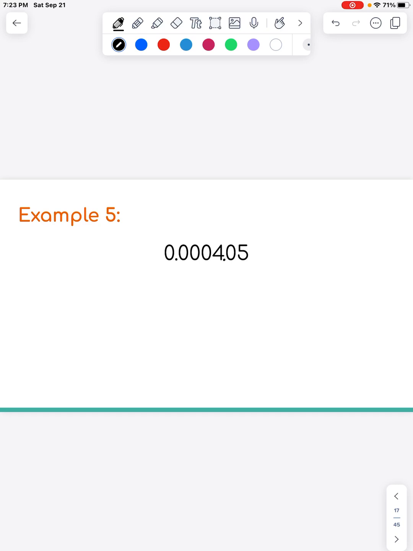4 is my first digit that isn't 0. 4.05 is going to be my factor. And I need to go over 1, 2, 3, 4. Negative 4 would be my exponent.